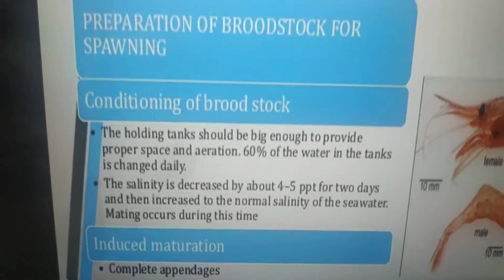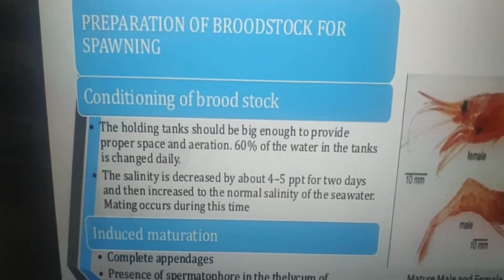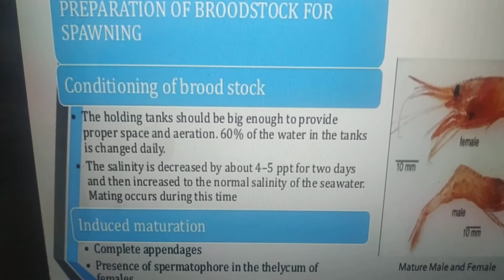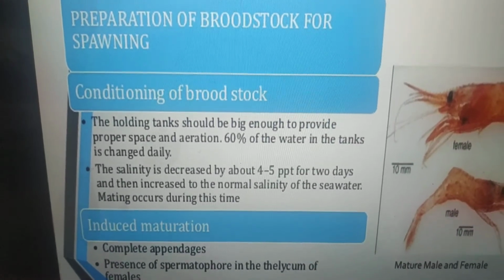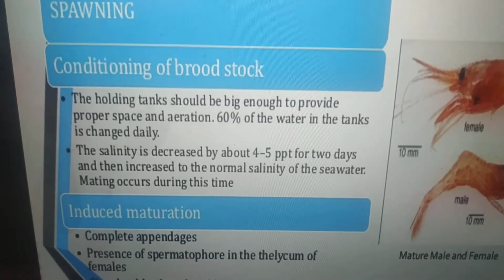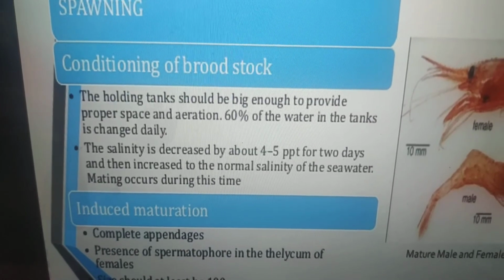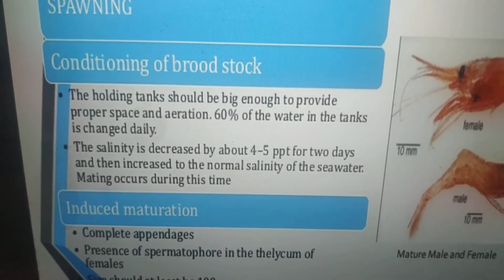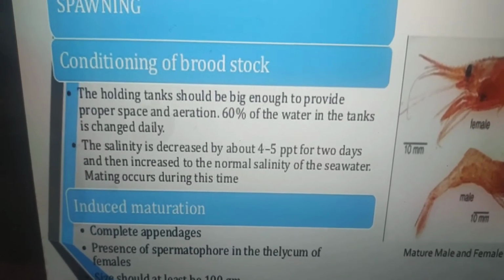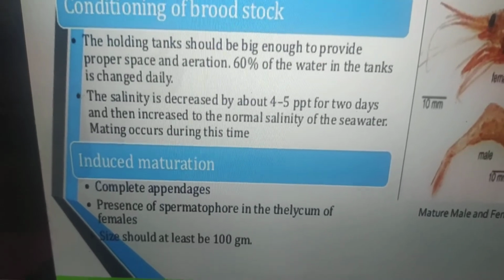Preparation of broodstock for spawning. Conditioning of broodstock. The holding tanks should be big enough to provide proper space and aeration. 60% of the water in the tanks is changed daily. The salinity is decreased by about 4 to 5 ppt for 2 days and then increased to the normal salinity of the seawater. Mating occurs during this time.